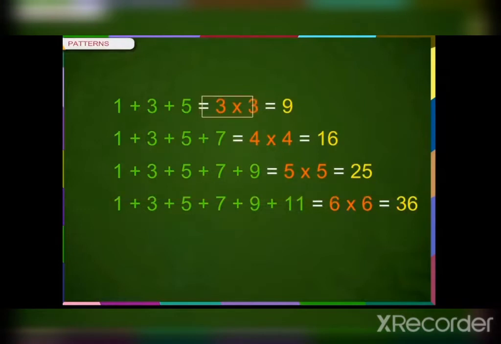The sum of three consecutive odd numbers is 3 into 3, which is 9. The sum of four consecutive odd numbers is 4 into 4, which is 16. The sum of five consecutive odd numbers is 5 into 5, which is 25. So, this pattern allows us to write the sum of any number of consecutive odd numbers starting from 1 without actually adding.